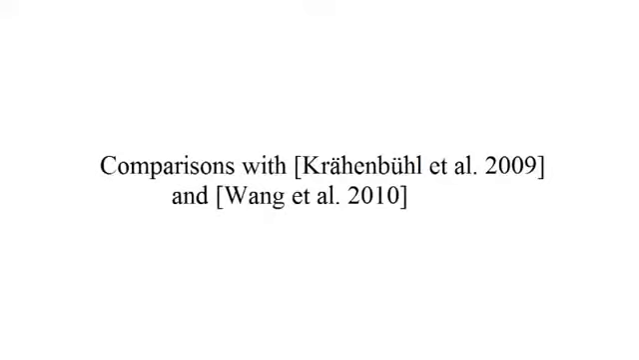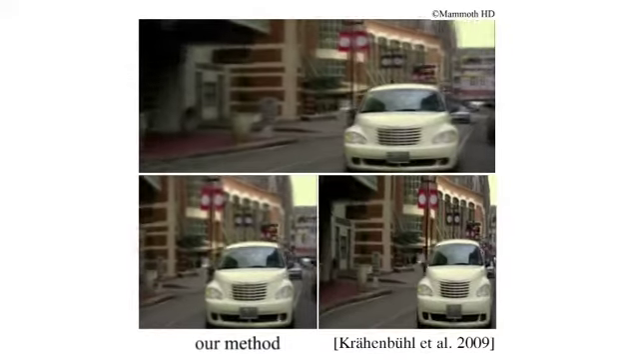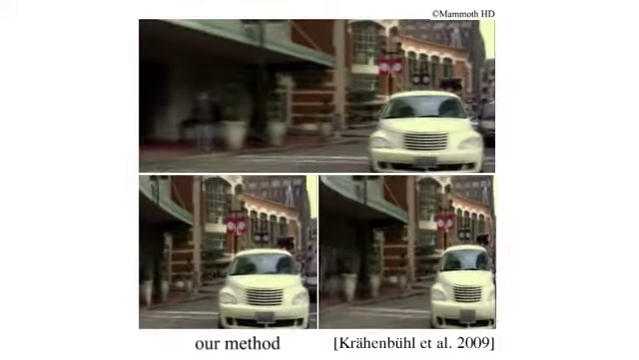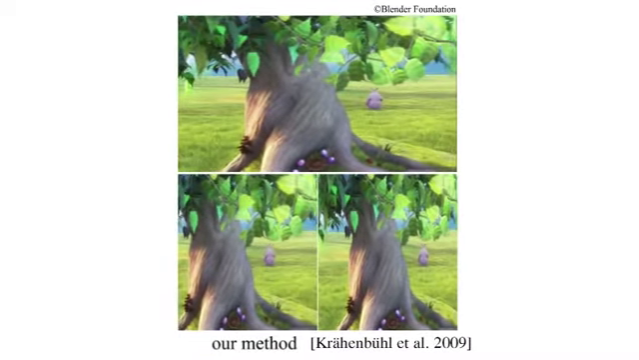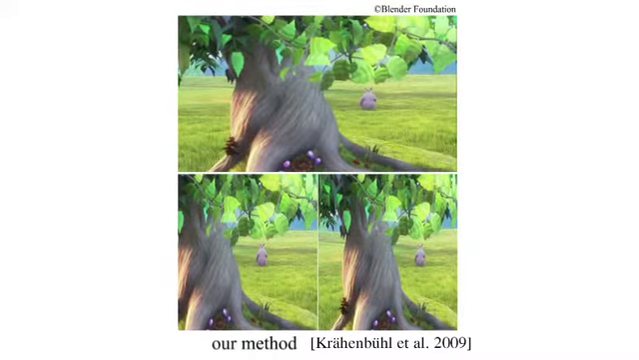We compare our method to the streaming video retargeting technique of Crambuhl and colleagues and the crop and warp technique of Wang and colleagues. As we can see in these videos, the streaming method produces waving artifacts since it only constrains temporally adjacent pixels to undergo similar deformation, without considering the optical flow.